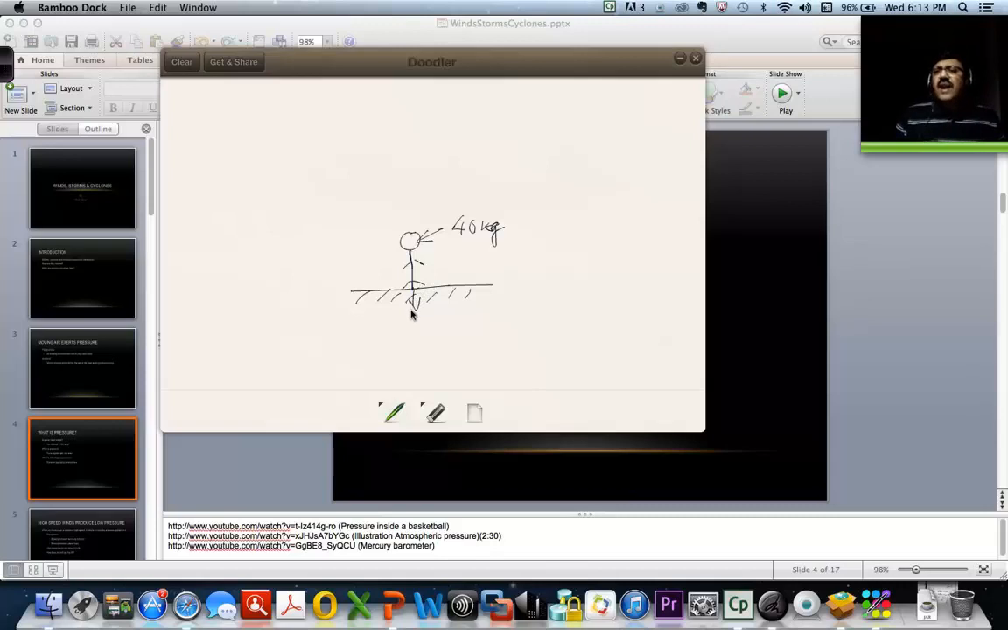Why, after standing for some time, does your leg start paining? Because of your weight, right? Because your leg is taking all that weight, right? And then what happens? All the weight you have.